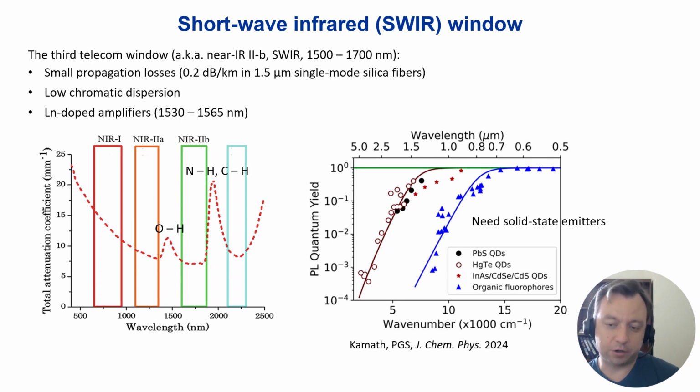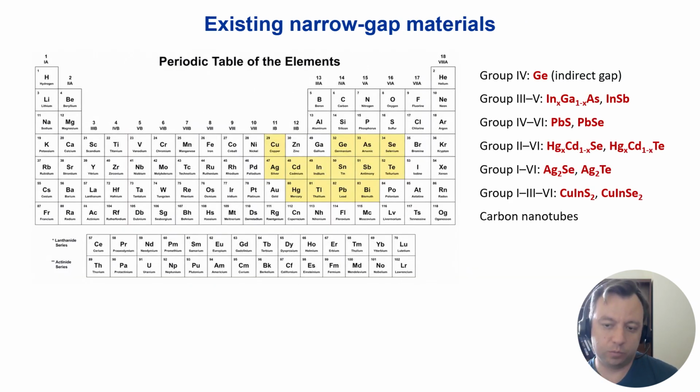For example, semiconductor emitters. To be a shortwave infrared emitter, a semiconductor needs to have a narrow gap. And naturally, that happens toward the bottom of the periodic table. Germanium itself is a narrow gap material, but it's an indirect gap semiconductor, so it cannot serve as an emitter. But for example, 3.5 semiconductors, indium gallium arsenide, lead chalcogenides, mercury chalcogenides, are examples of narrow gap materials that can serve as shortwave infrared emitters.